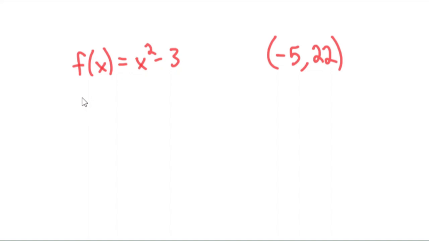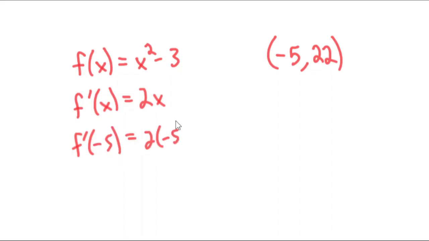Okay, to find the slope of the tangent line at negative 5, we just need to find f prime of negative 5. Well, f prime of x is just 2x. Derivative of this is 2x. F prime of negative 5 is 2 times negative 5, which is negative 10. So the slope of that tangent line was negative 10.